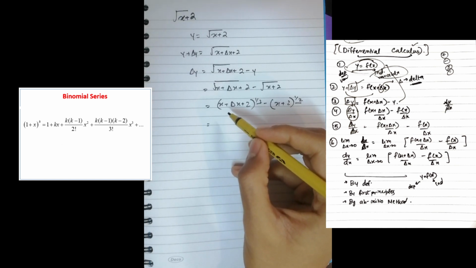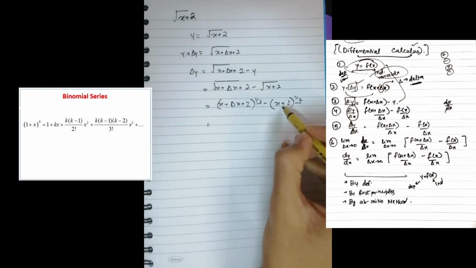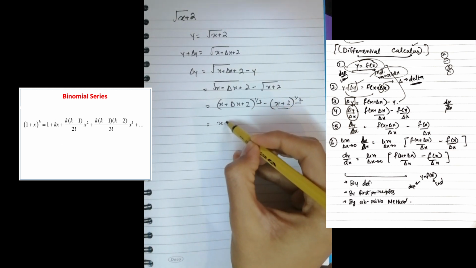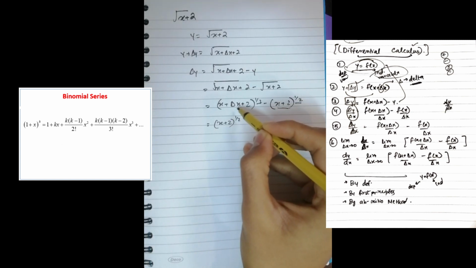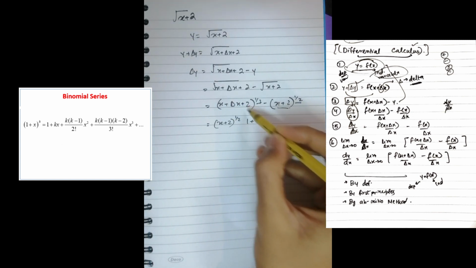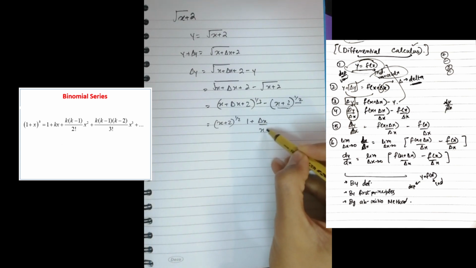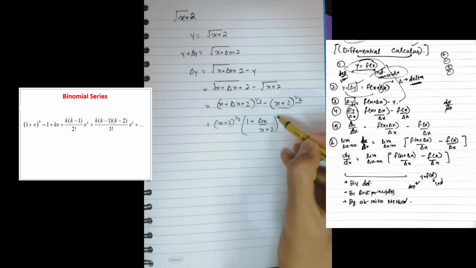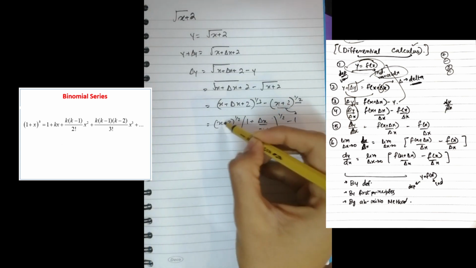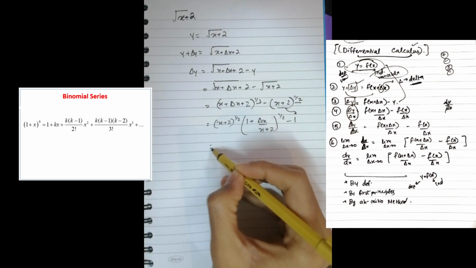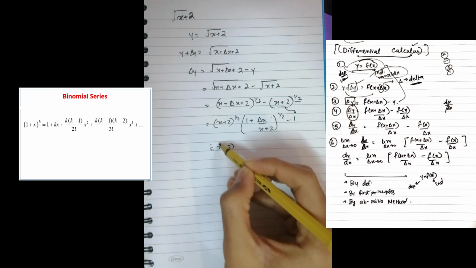Okay, so now you can see that there is an x plus 2 over here, so I can take out (x plus 2) to the power 1 by 2 common, and what is remaining over here is 1 plus delta x divided by x plus 2, and there's a power over here, 1 by 2 minus 1. This 1 is just because these two are common, so we are taking out 1 common over there, so (x plus 2) to the power 1 by 2.